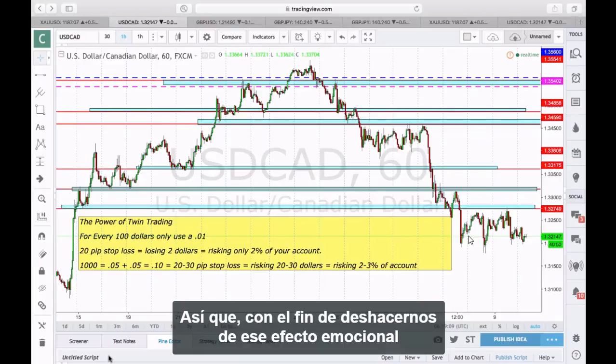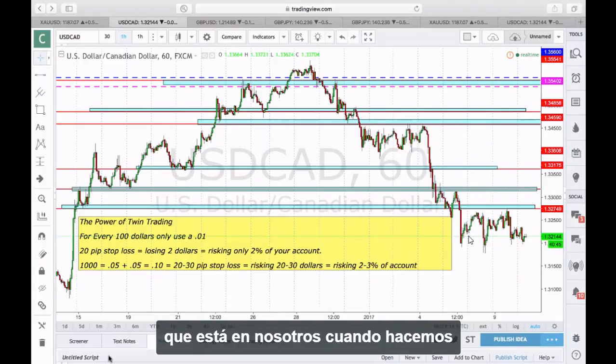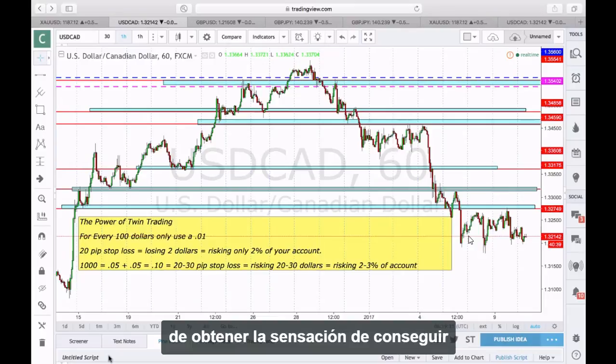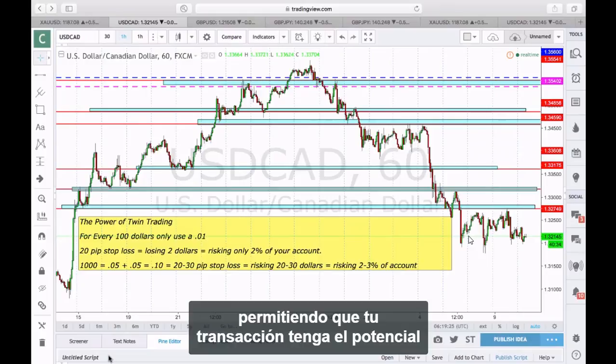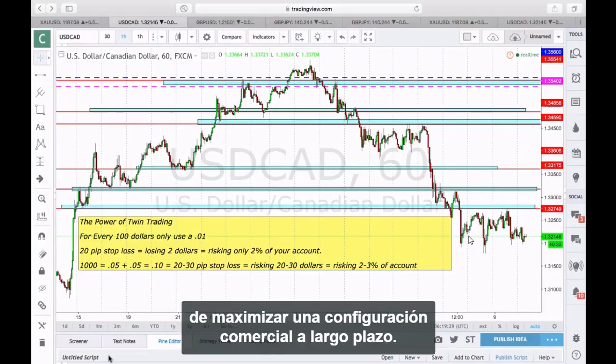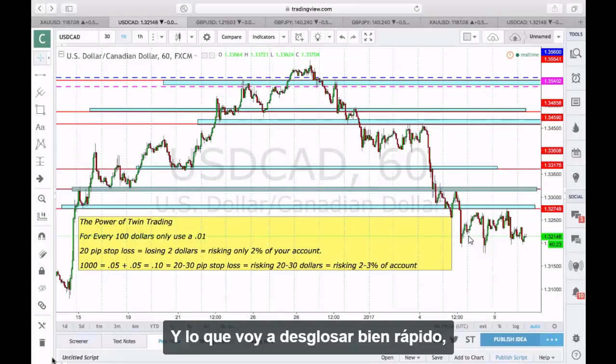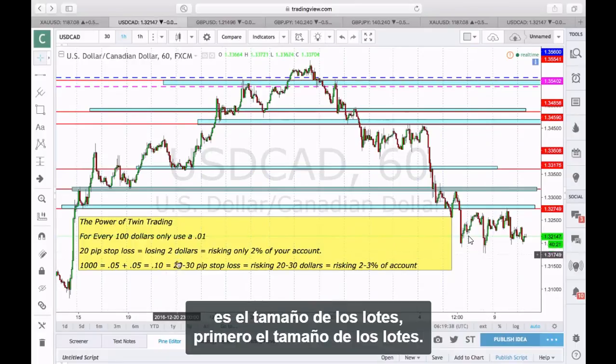So, in order to be rid of that emotional effect that it has on us when it comes to trading in the markets, we have to find a way to get the feeling of taking the fast profit, but at the same time also allowing your trade to have the potential of maximizing a long-term trade setup. So what I do is a little bit different, and what I'm going to break down real quick is the lot sizes. Okay, the lot sizes first.